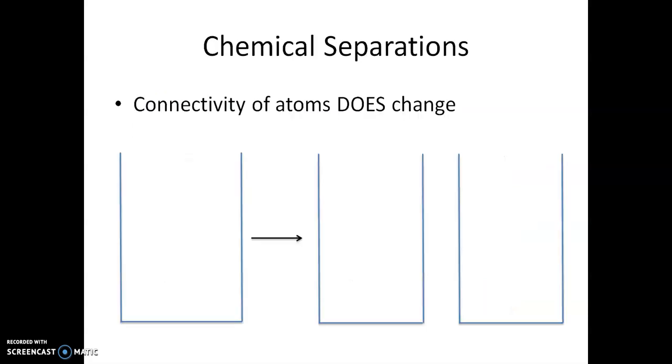All right. Next are chemical separations. And in this one, as you recall, the connectivity of the atoms does change. All right. So on your notes, it asks you to draw the separation of 2 water molecules into hydrogen and oxygen.